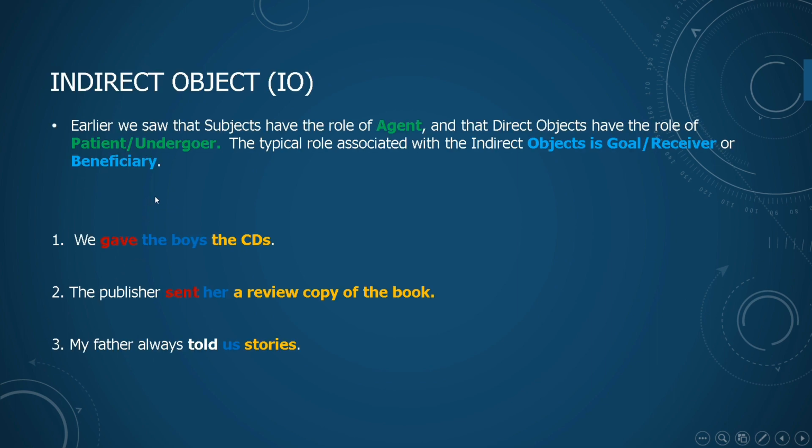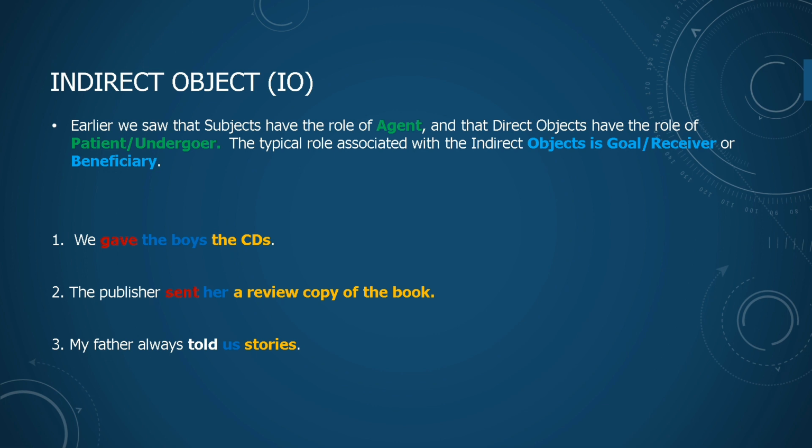So let's look at the first example. We gave the boys the CDs. Who received the CDs? The boys or the CDs? We have two objects here. Of course, the boys, they are the beneficiary. So that's why we can say the boys is the indirect object and the CDs is the direct object.